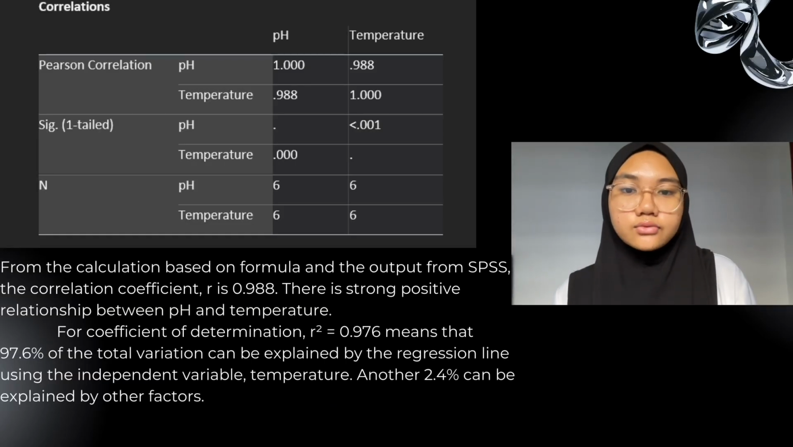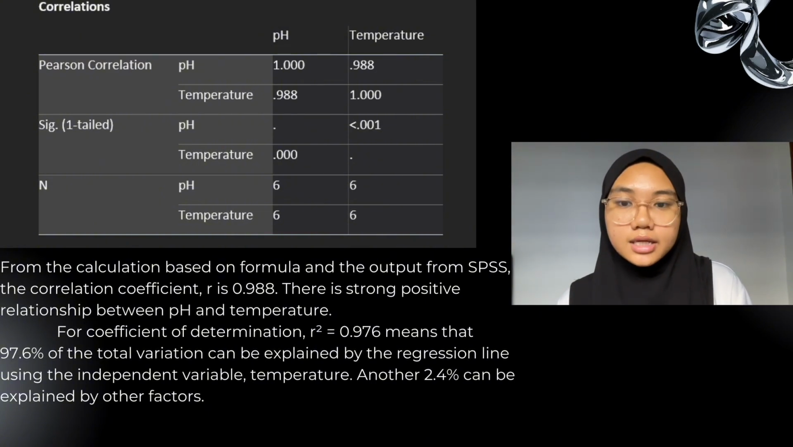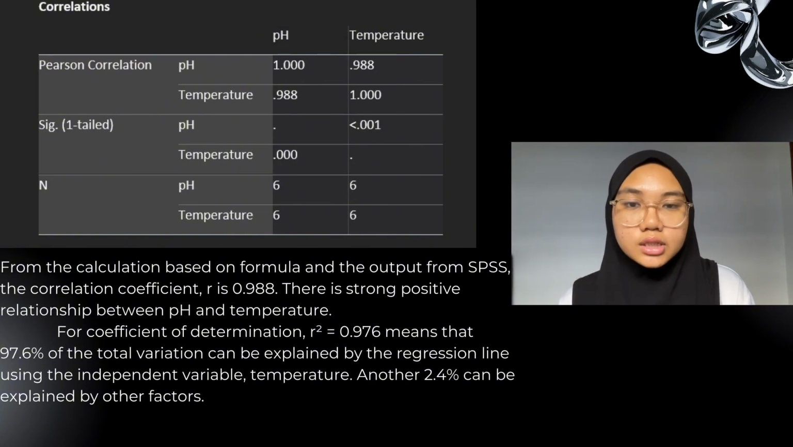As we can see from the calculation based on the formula and the output from SPSS, the correlation coefficient R is 0.988. There is a strong positive relationship between pH and temperature. For the coefficient of determination, R squared equals 0.976, meaning that 97.6% of the total variation can be explained by the regression line using the independent variable, temperature. Another 2.4% can be explained by other factors.